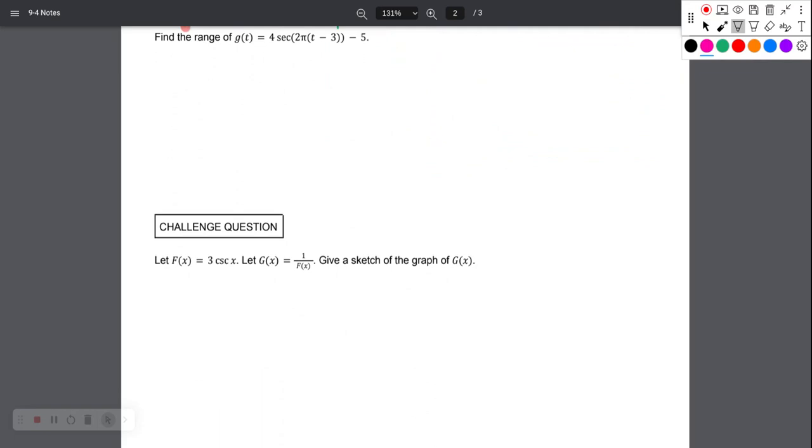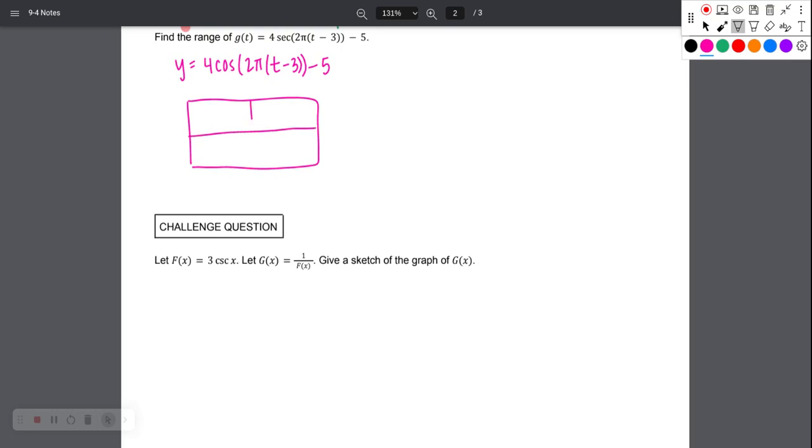All right, now finding the range of the secant graph. Again, whenever you're graphing reciprocals, it's just easier to start off graphing the original reciprocal. So I'm going to graph right here. The reciprocal of secant is cosine. So we're going to graph a normal cosine graph with all these transformations. So we can see the midline is -5, the amplitude is 4. We shifted to the right by 3, and the period changes. The period is actually 1, so therefore the step is going to be 1/4, or 0.25.